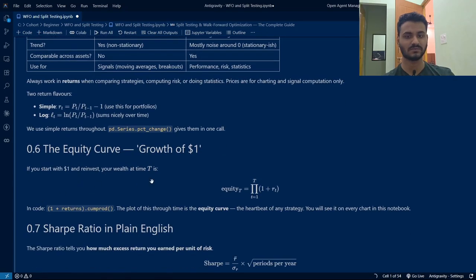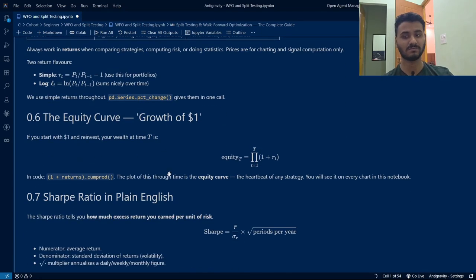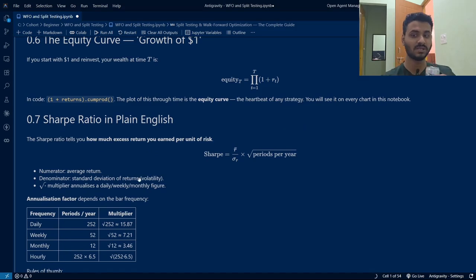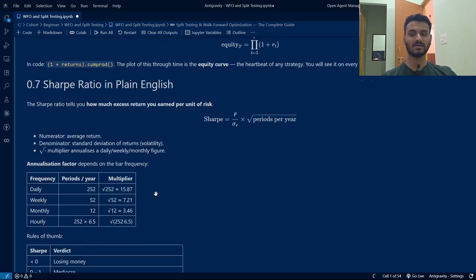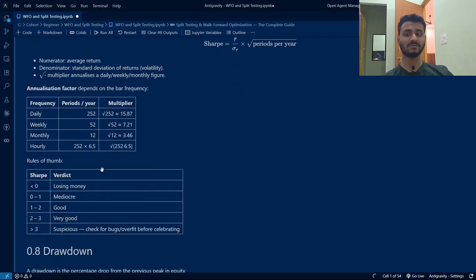Now the equity curve, how your capital grows, and the Sharpe ratio in plain English. I've talked about the Sharpe ratio as well. The Sharpe ratio is how much excess return you earned per unit of risk: your average return divided by standard deviation, multiplied by a factor to annualize a daily, weekly, or monthly figure. Now, the rule of thumb: if you have a negative Sharpe, you're losing money. If you have 0 to 1, it's mediocre.